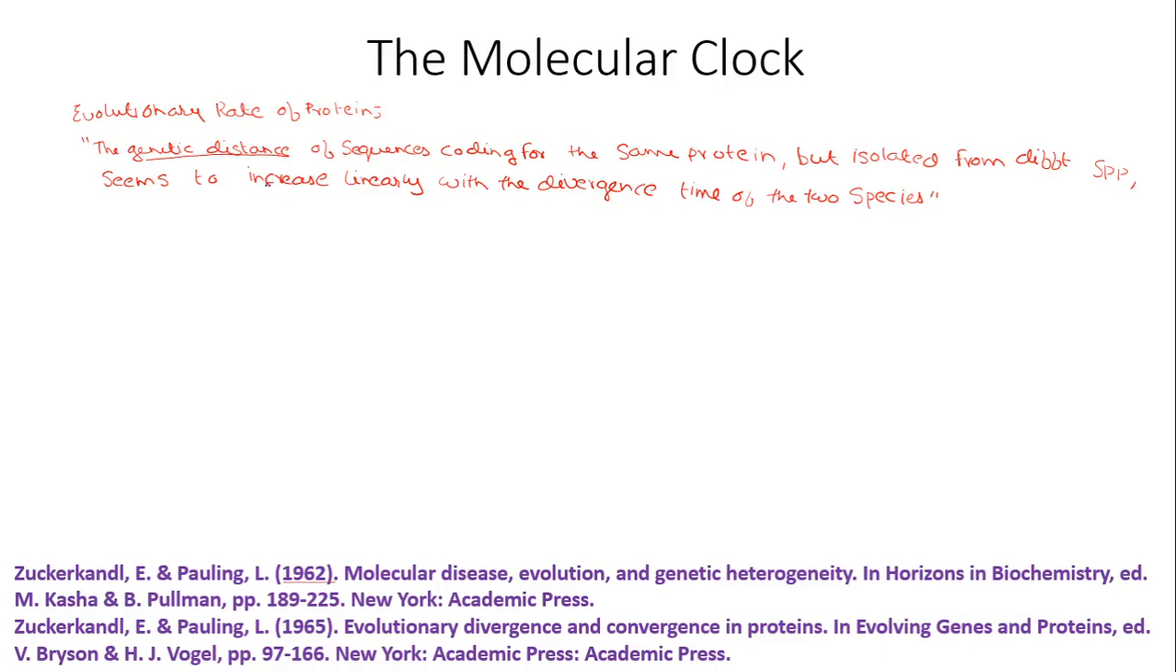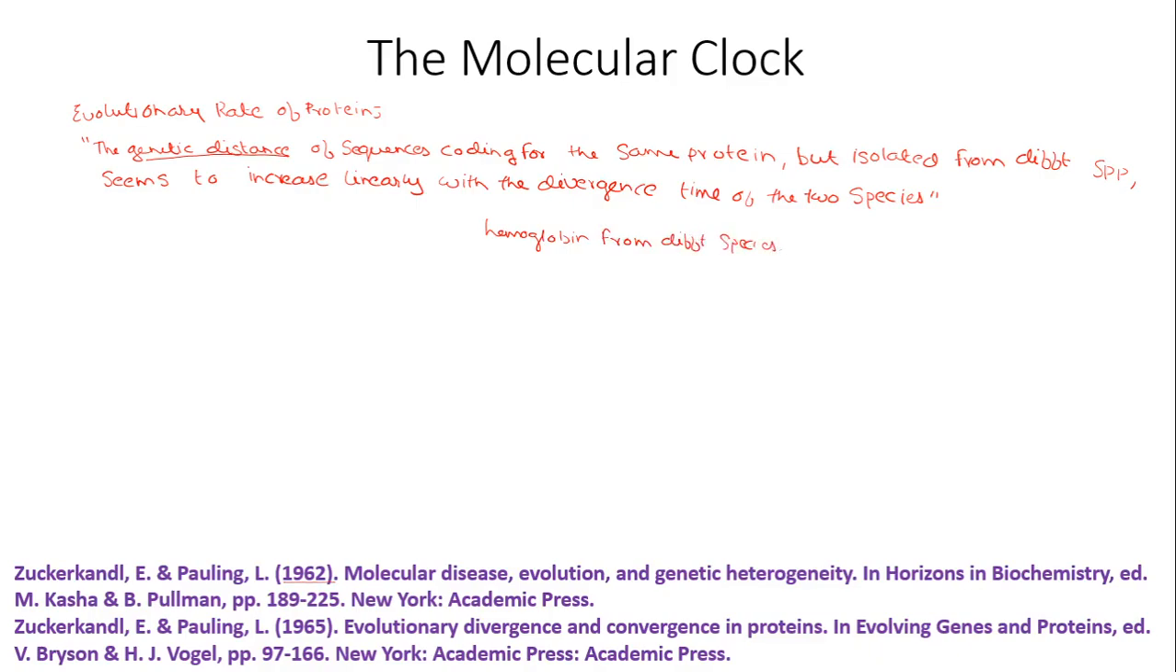I will quote that again. The genetic distance of sequences coding for the same protein but isolated from different species seems to increase linearly with the divergence time of the two species. Now let me explain what this means. Say, for instance, take the example of hemoglobin from different species.